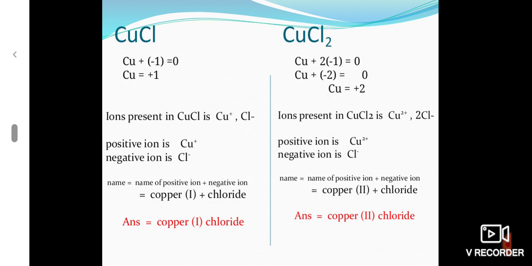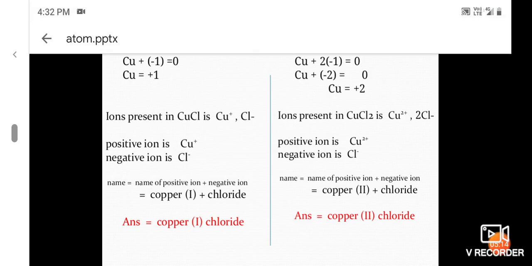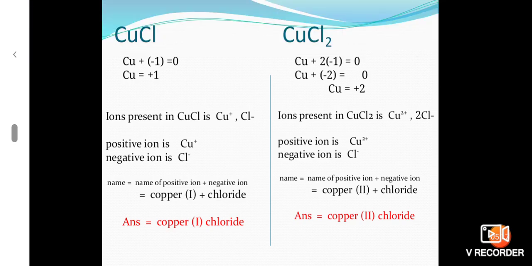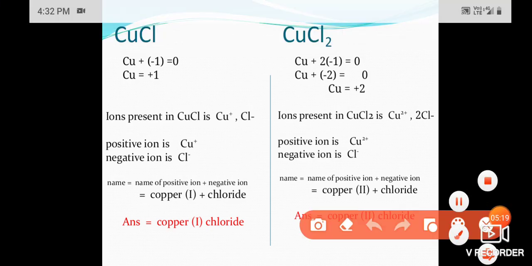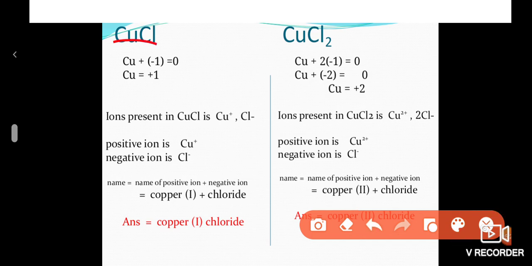Here, the given formula is CuCl, isn't it? CuCl. First, we have to find out whether copper is present in +1 valency or +2 valency. We know that copper exists in two forms, that means +1 nature or +2 nature. First, we have to find out what kind of nature copper has here, whether +1 or +2. Okay.